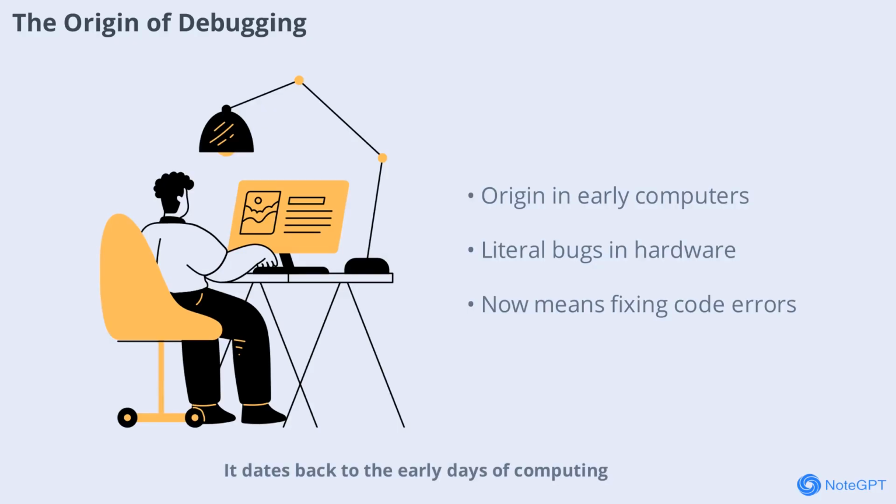The term debugging has an interesting history. It dates back to the early days of computing when engineers literally found bugs like moths causing problems in hardware. Today, the term refers to removing logical or syntactical errors from software. This historical context reminds us that debugging is a fundamental part of working with computers, whether we're dealing with physical machines or lines of code.